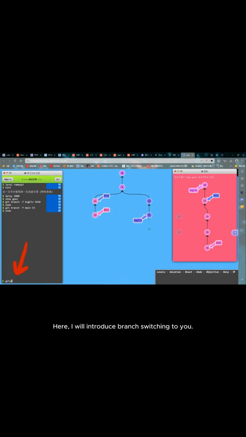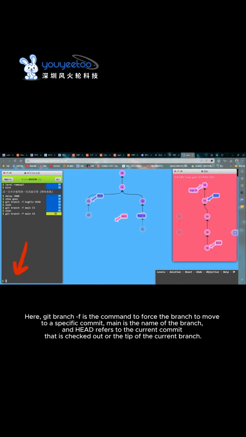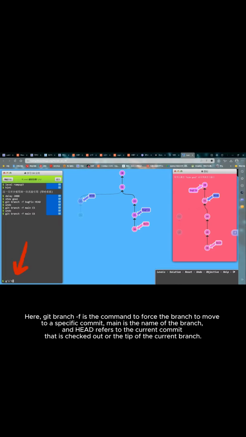Here, I will introduce branch switching to you. Here, git branch -f is the command to force the branch to move to a specific commit. Main is the name of the branch, and HEAD refers to the current commit that is checked out, or the tip of the current branch.